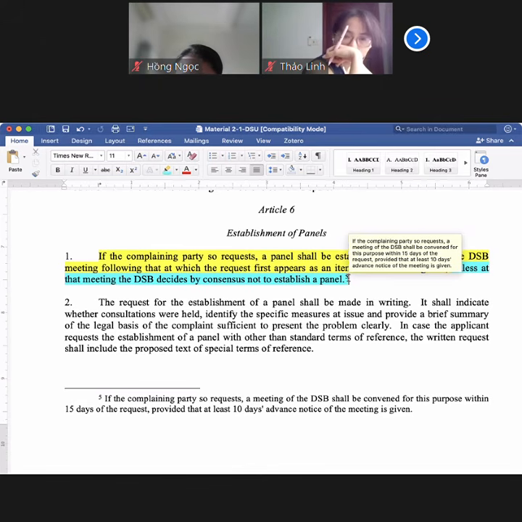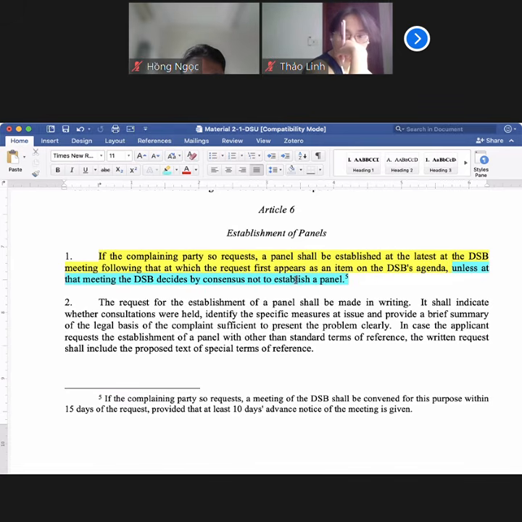What does it mean that the DSB decides by consensus not to establish a panel? Now you all have the idea about consensus, right? How can they apply consensus in a meeting? Anyone? The way they apply consensus at a meeting is when a representative of a member at the meeting opposes. They say no to the proposal. Okay, so that's how they apply consensus. So if a member uses their veto at that meeting, that means that decision is going to be approved or not?